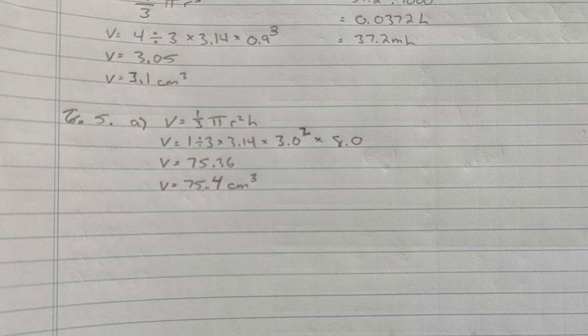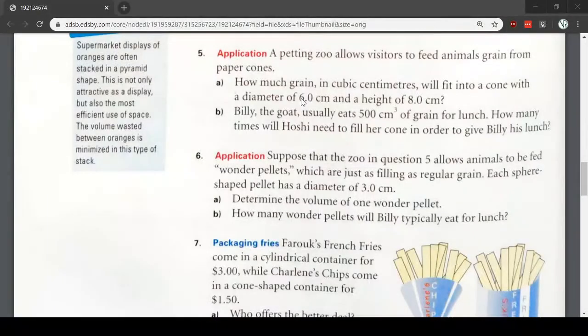In part B, it says that Billy the goat usually eats 500 cubic centimeters of grain for lunch. How many times will Hoshi need to fill her cone in order to give Billy his lunch?